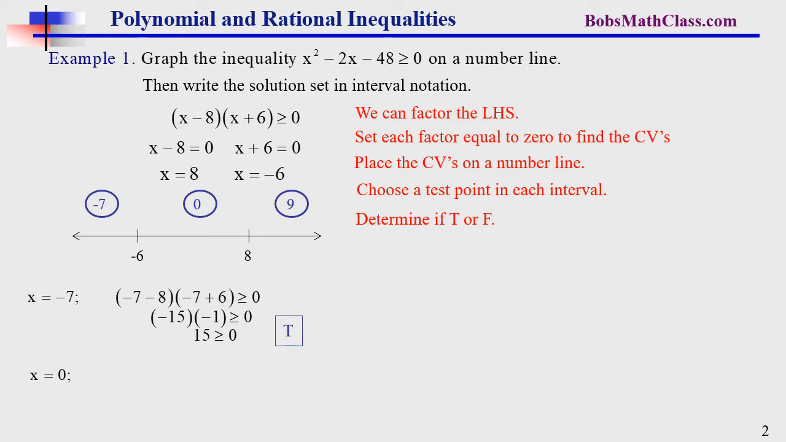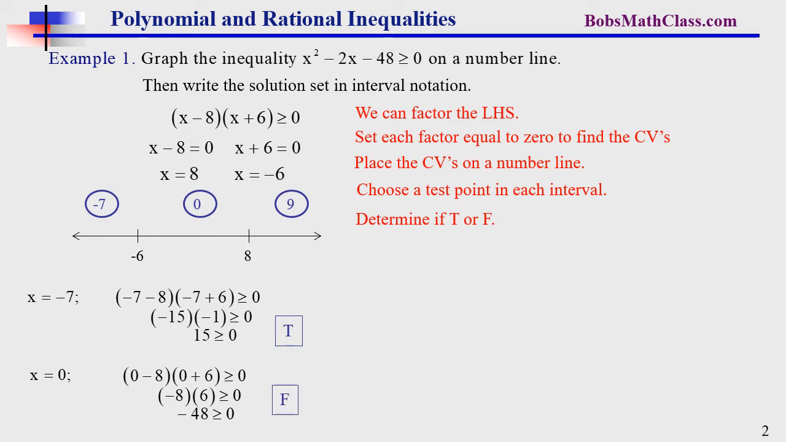Okay, so let's do 0. Again, go back to the factored form. Everywhere you see an x, replace that x with 0. Okay, there's our result. We get negative 48. Is that greater than or equal to 0? No, it's not. So that is false.